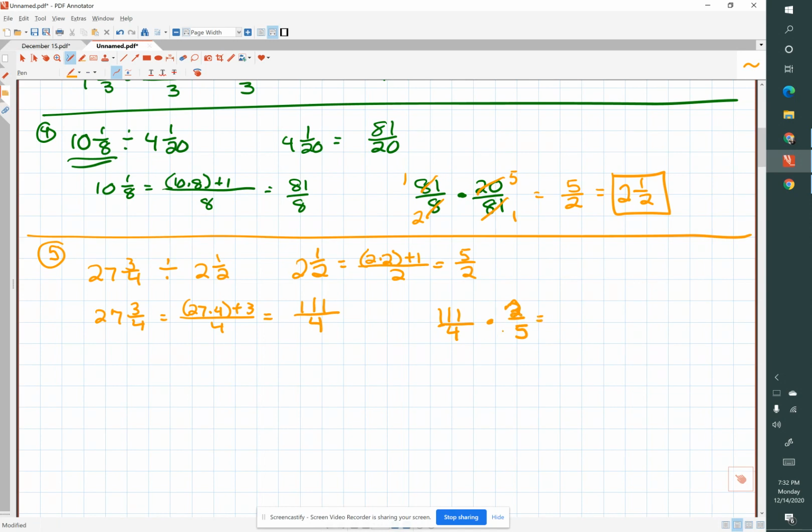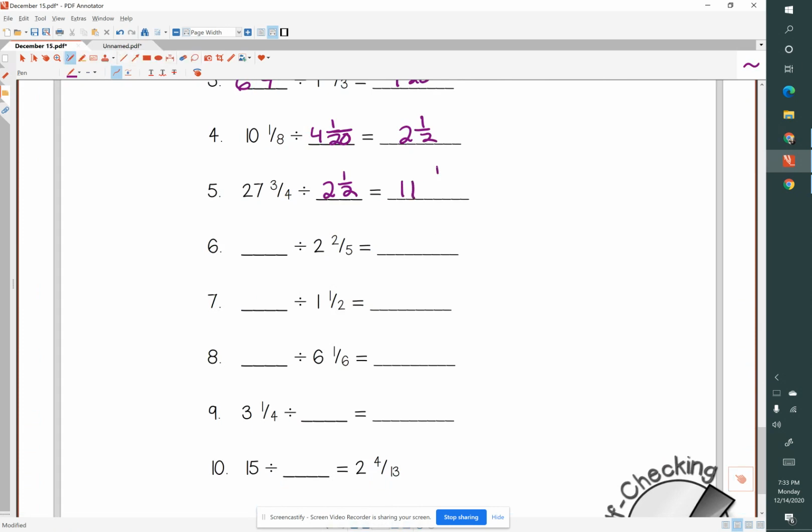So we can simplify 2 and 4. This can be a 1, this can be a 2. So that would be 111 times 1 is 111, 2 times 5 is 10. We can simplify that. We'll divide 111 by 10. That would be 11 with 1 left over. So it looks like 11 and 1/10. So let's put that on our paper. Okay, number 6.